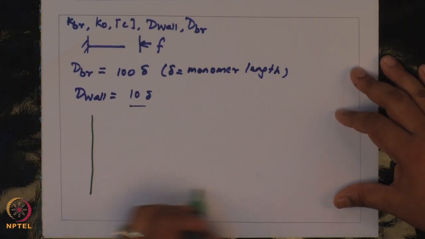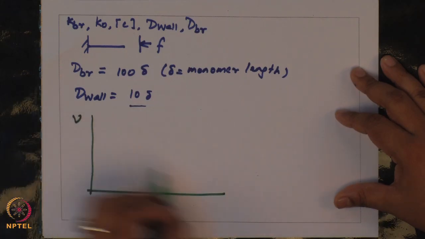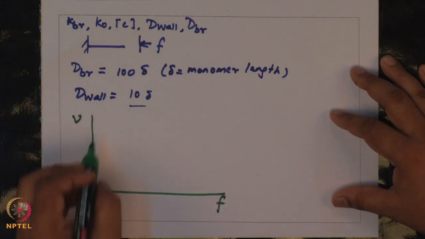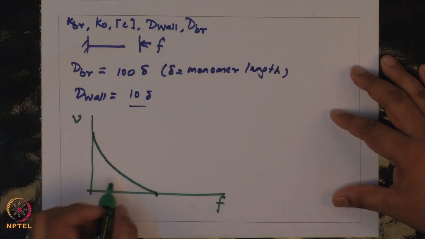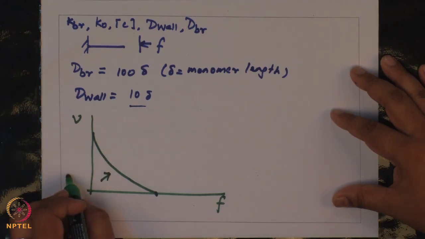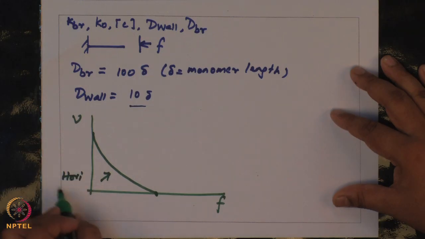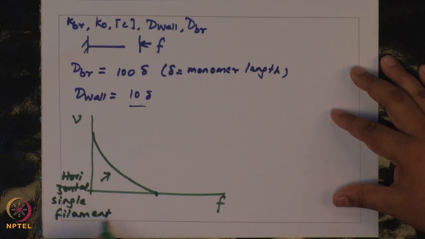Okay. So, if I look at the velocity versus force curve for the single filament, corresponding to a horizontal single filament without branching.